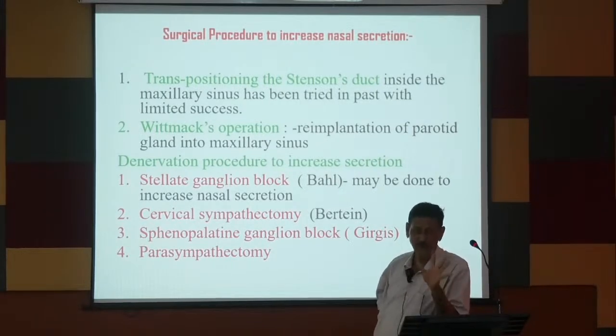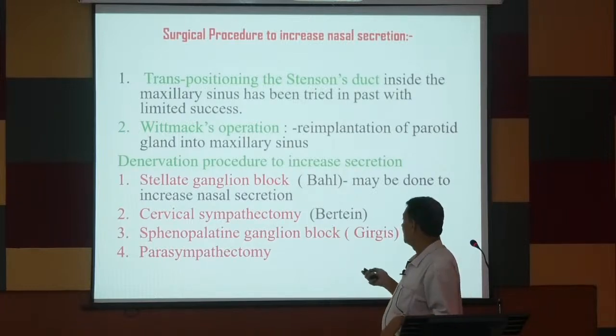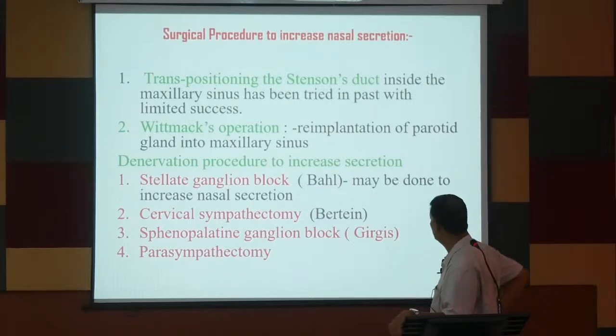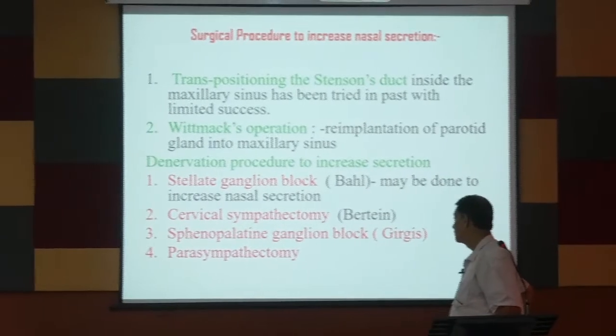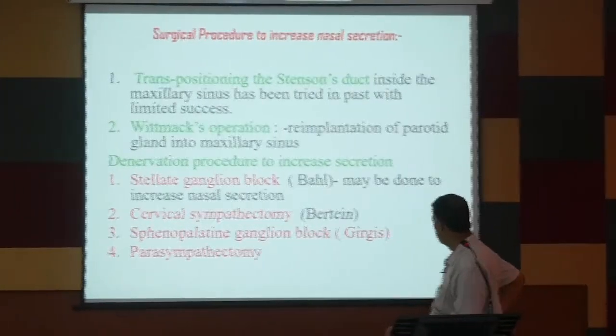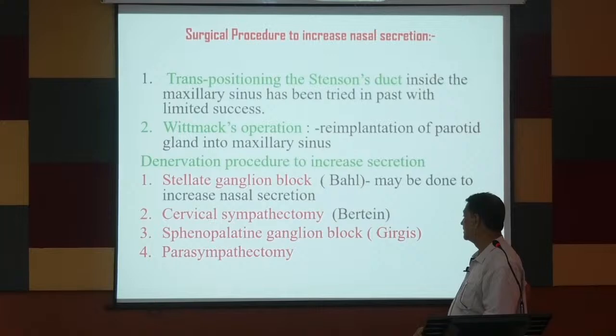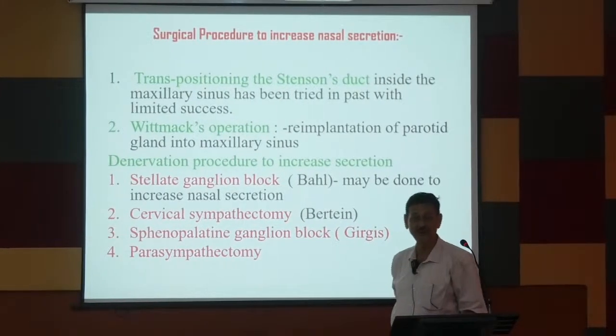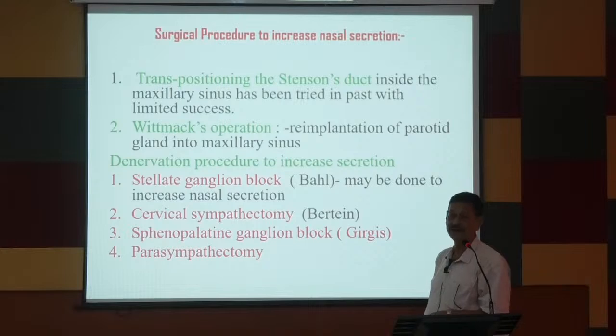The old sages did all sorts of things; some of them were good work. Then, about the stellate ganglia, because it is sympathetic vascular action, the stellate ganglia block by Bile was done to increase the secretion. Then about the cervical sympathetic by Bartin, they have done it. Sphenopalatine ganglia blocked by Gigris. These are all historical things, not done and not practiced every time.